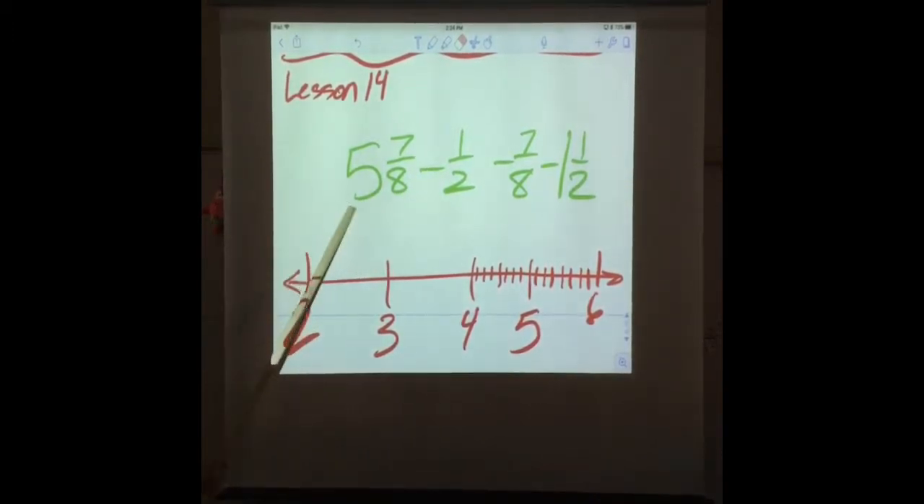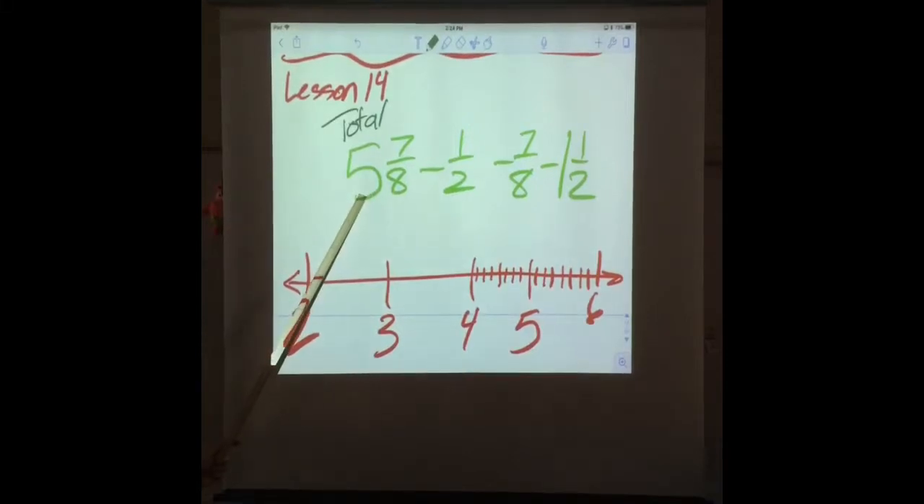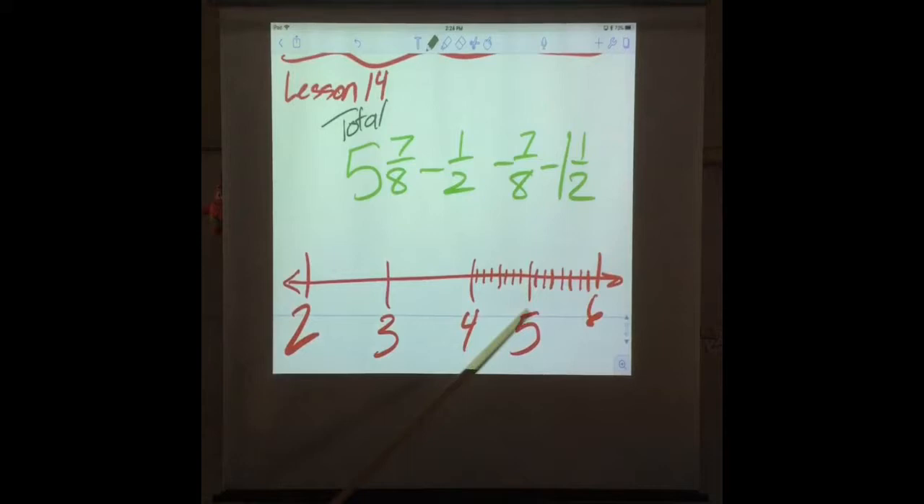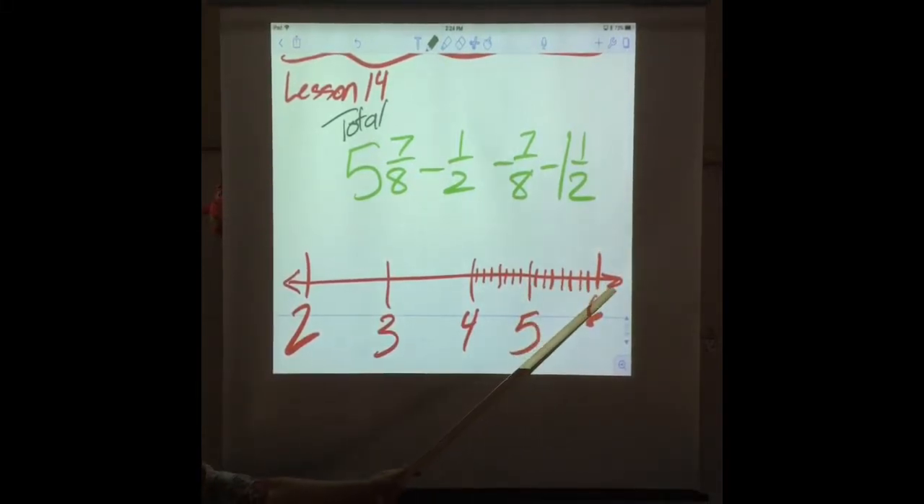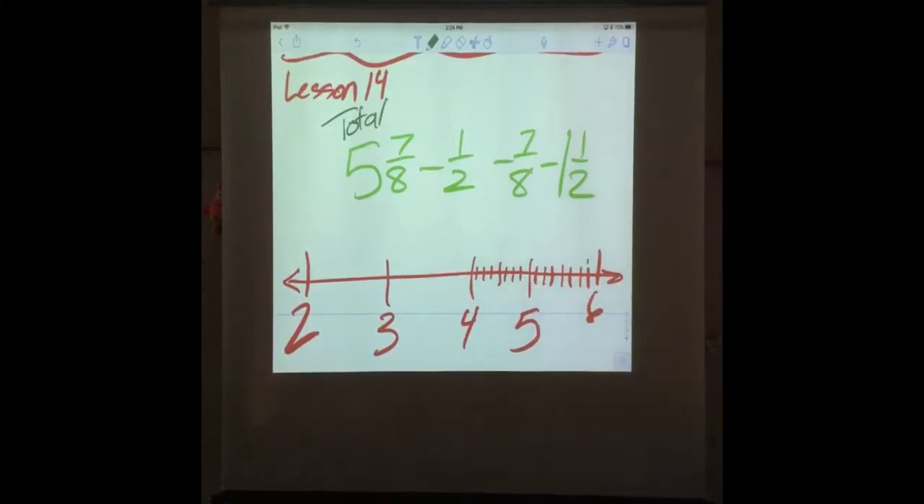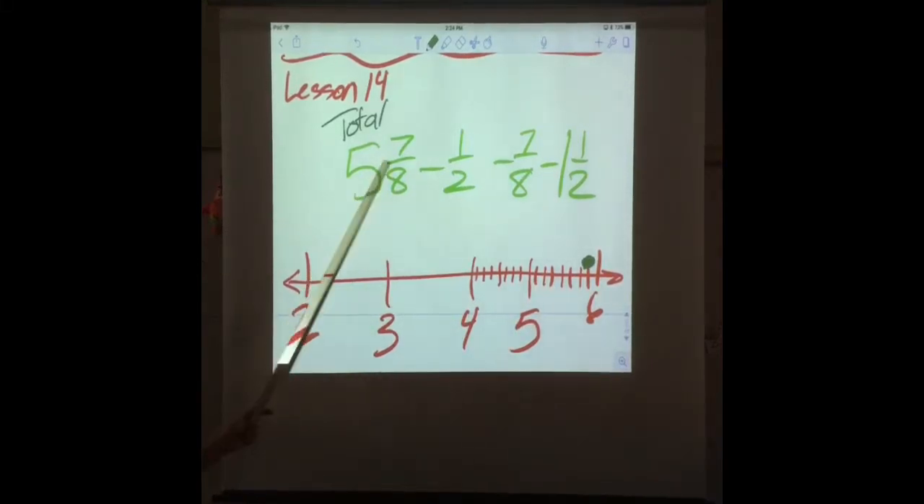On a subtraction problem, we always start with what? That's right, the total. Nice job, you guys. So I'm going to put my total, which is 5 7/8. As you notice, I already have my 5 here. And what did I do? I cut it into eighths. And so that's going to make my dot right there on 7/8, right? Yes. Now I have 5 7/8.